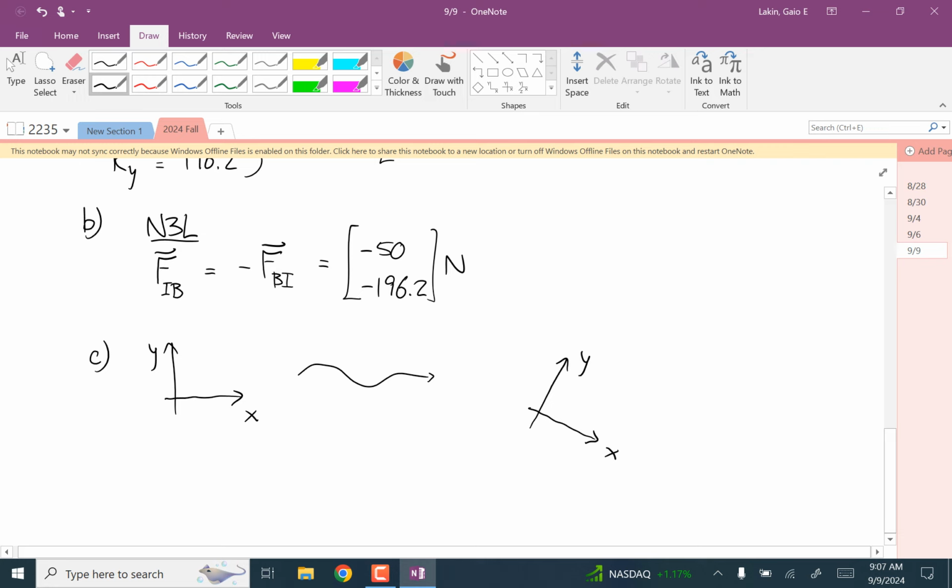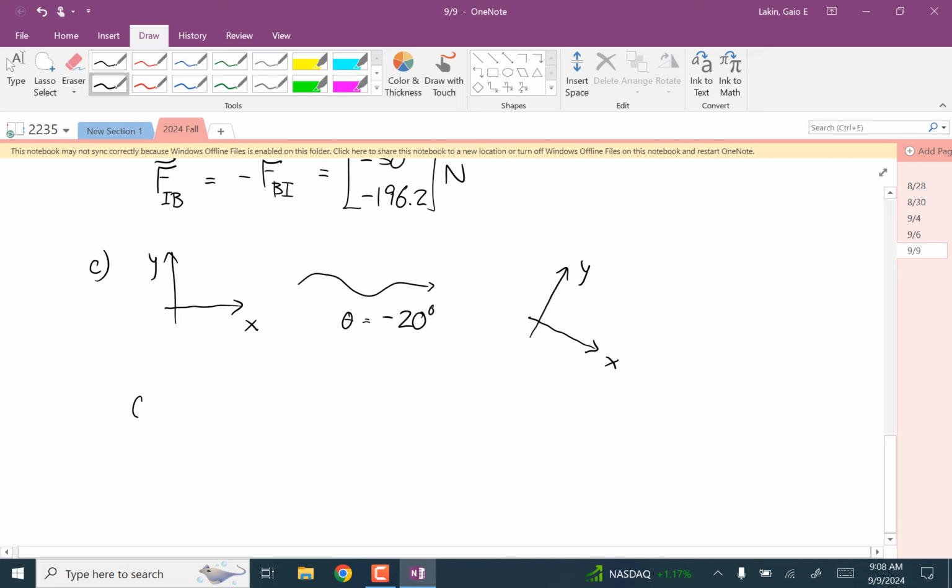So how do you have to rotate the coordinate system on the left to line it up with the coordinate system on the right? Theta is equal to... so the incline is 20 degrees, but you also have to think about the direction. Remember, counterclockwise is positive. This is clockwise, so it's negative. Negative 20 degrees.